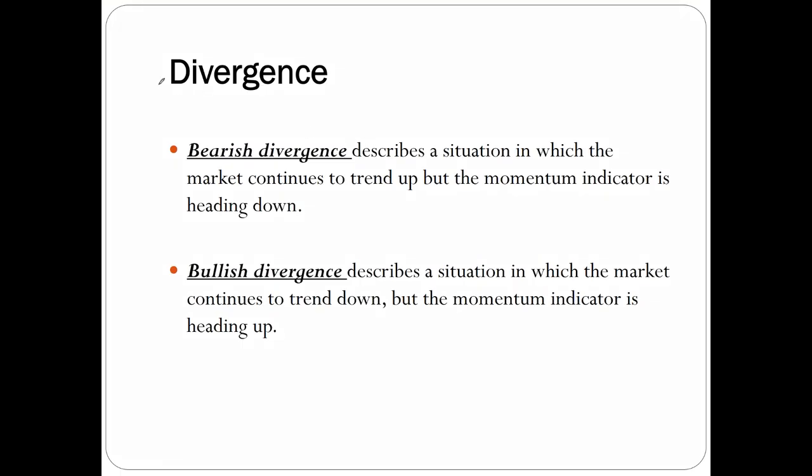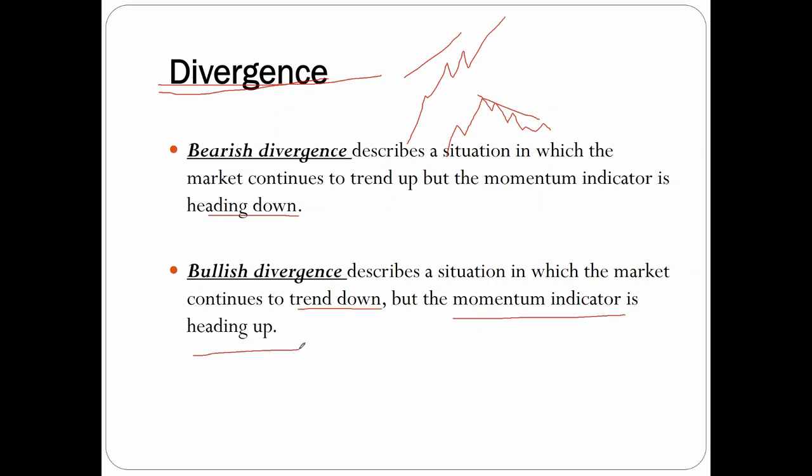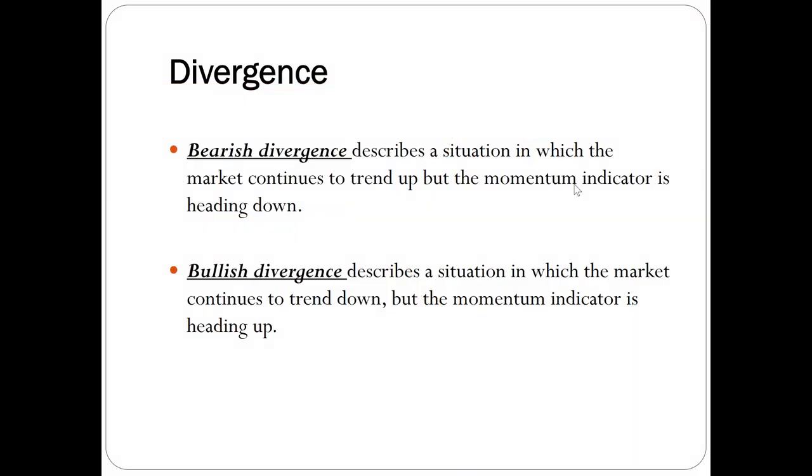So divergence. Now let us see another feature that momentum indicators tell us. Bearish divergence describes a situation in which the market continues to trend up, but the momentum indicator is heading down. That means the market is moving up and the momentum indicator is moving down. So this is bearish divergence. Bullish divergence describes a condition when the market trends down but the momentum indicator is heading up. That means the market is falling and suddenly the momentum indicator is not falling. So this is a bullish divergence. Simple.